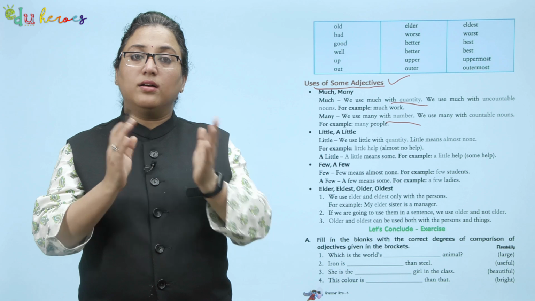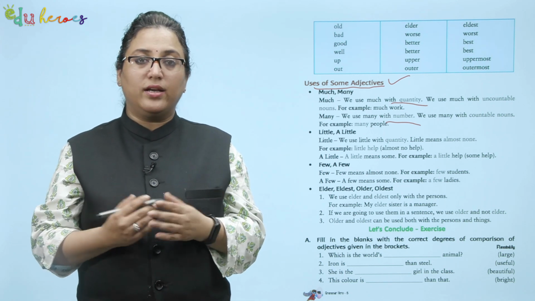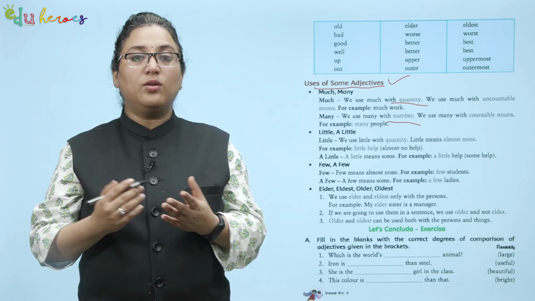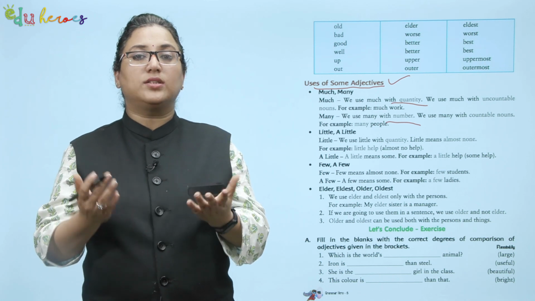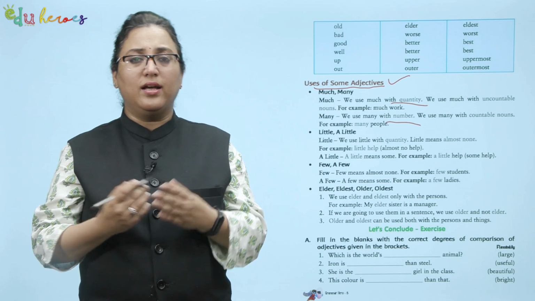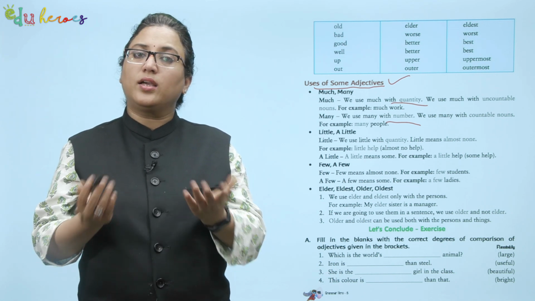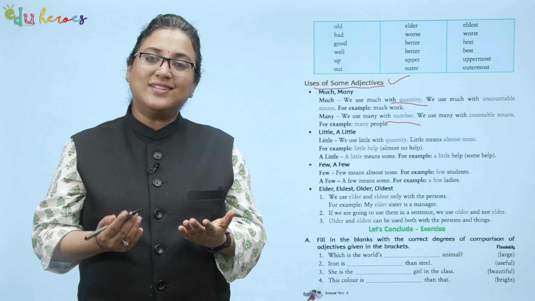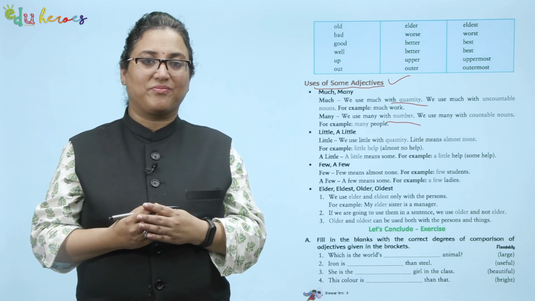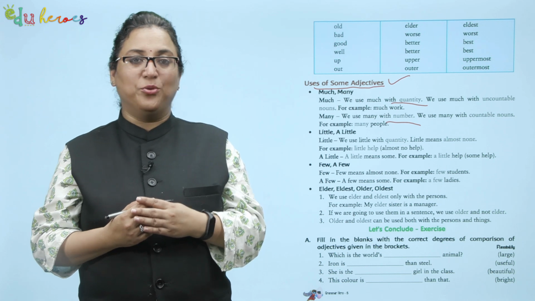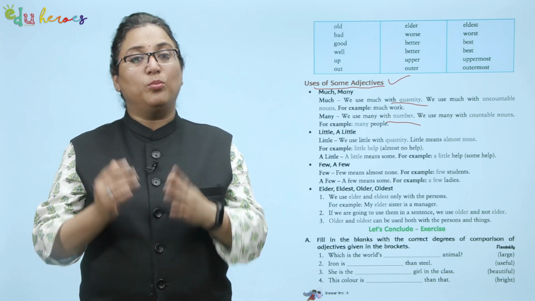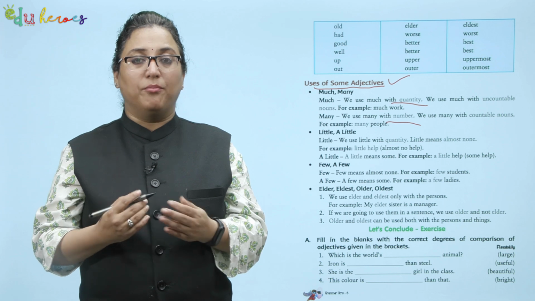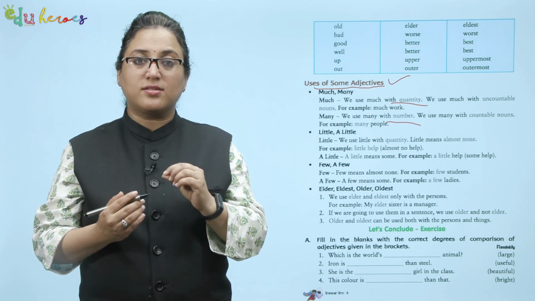Next is little and a little. There is a slight difference. दोनों little हैं, लेकिन एक little है और एक a little. So little we use with quantity. Little means almost none. For example, little help, almost no help, ना के बराबर. But a little means some. For example, a little help means some help. Next, few, a few. Few means almost none. For example, few students. A few means some. For example, a few ladies. So there is quite a difference.